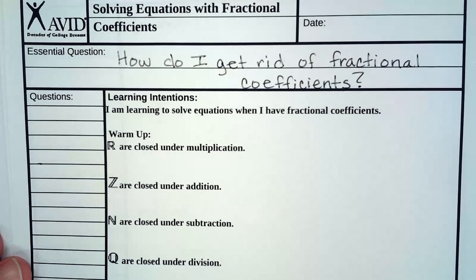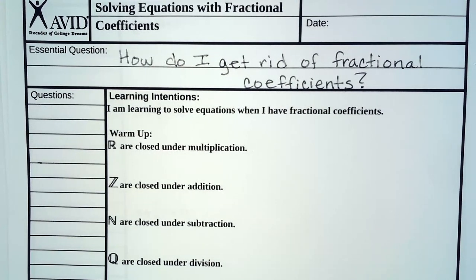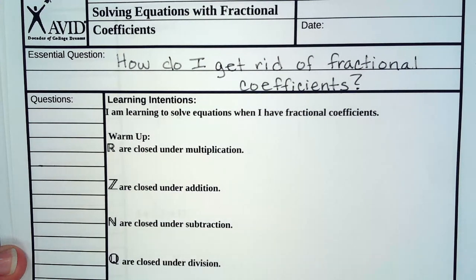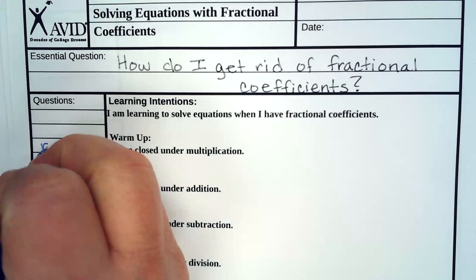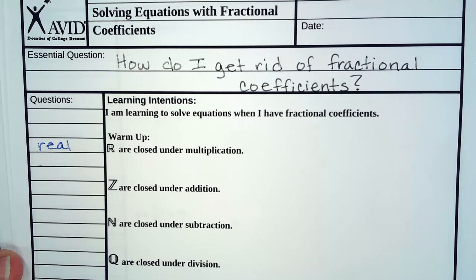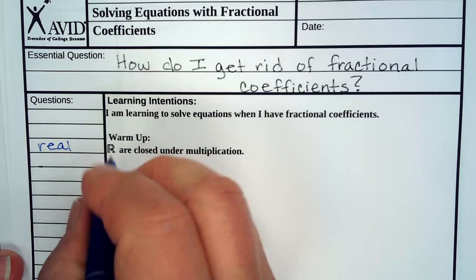Well, I hope you tried. So the first, you're supposed to answer true or false, and then give an example. The real numbers are closed under multiplication. Remember, this is our symbol for real numbers. Are they closed under multiplication? True or false? That would be a true statement.